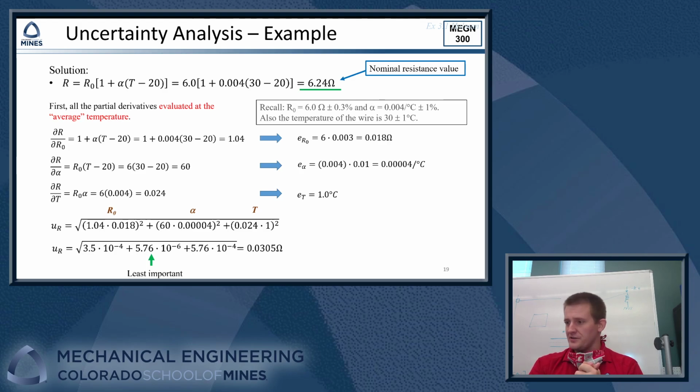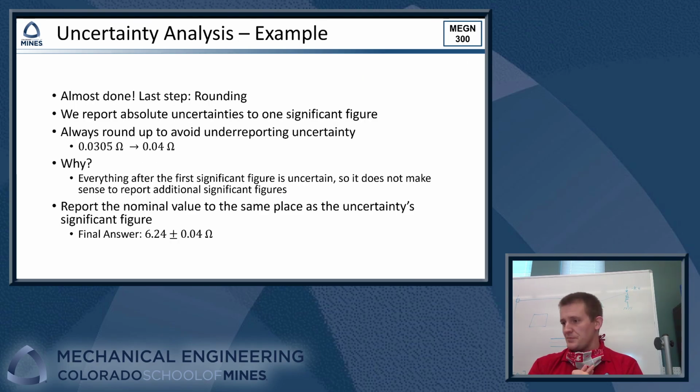So that is our uncertainty, our plus or minus value, but we need to talk about how we report that value. All right, the last step here is that we need to round that. Okay, so the rule with these absolute uncertainties, which means that it's an uncertainty in terms of units instead of a percentage, is that we always round that to 1 sig fig.